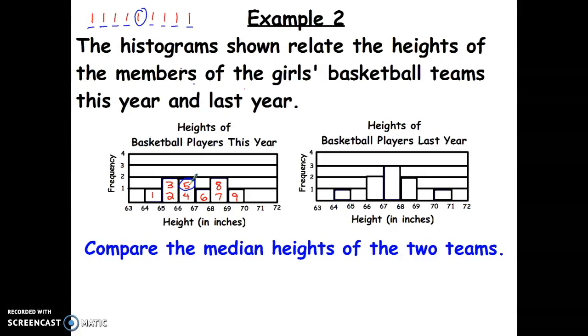We don't know what that point is, but we know that is where it would be located. So for the players this year, the median is between 66 and 67. All right, let's do the same for the players last year.